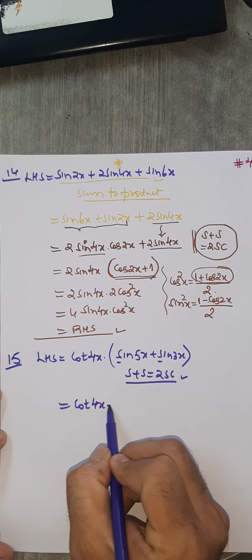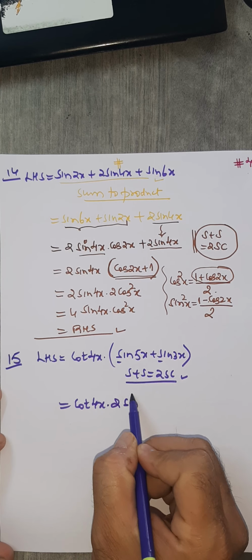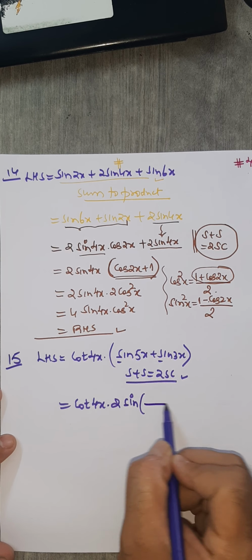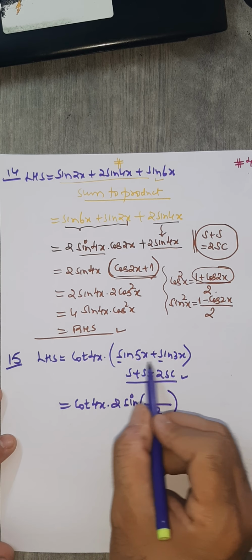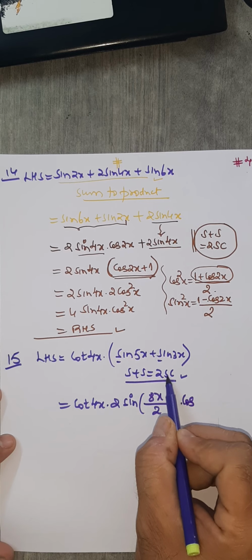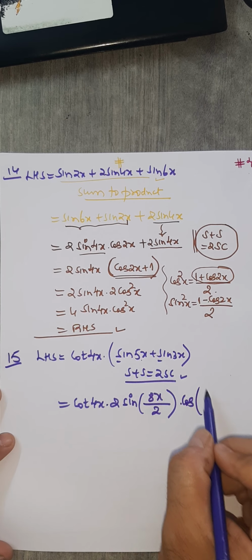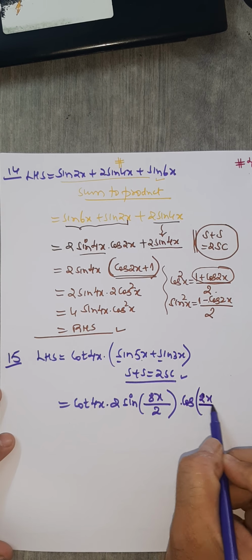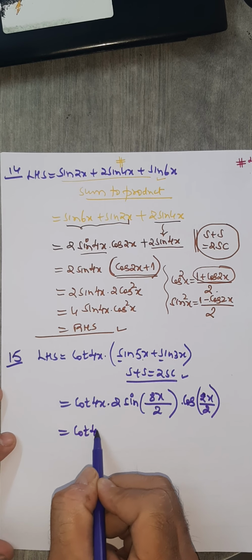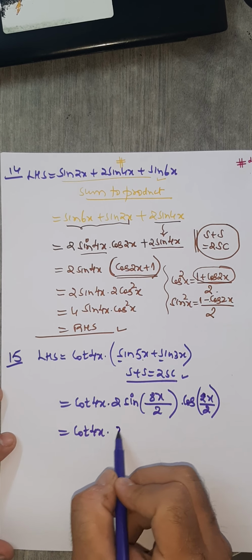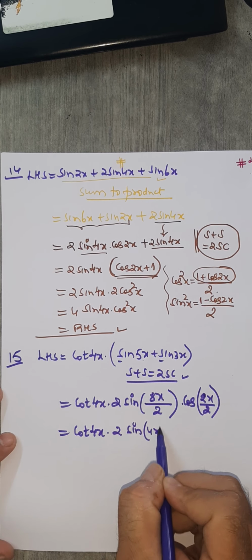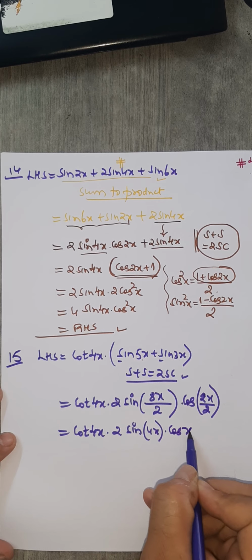What is s plus s? 2sc. Twice sine. You wrote 2 here, so you need to write by 2 here, remember. By 2. 5 plus 3, which is 8x, into cos, c means cos, 5 minus 3, which is 2x by 2. So this is cot 4x into twice sine 4x into cos x.